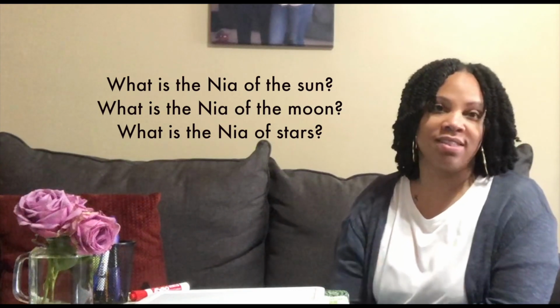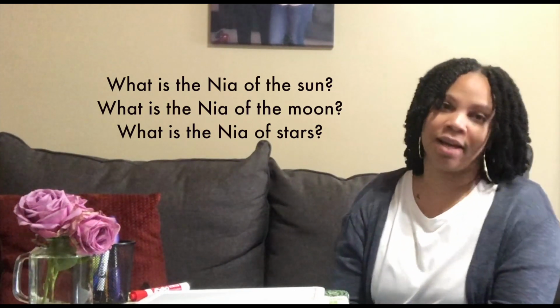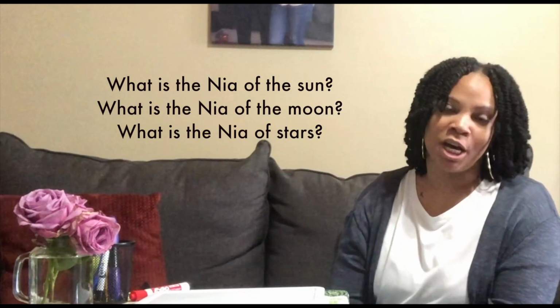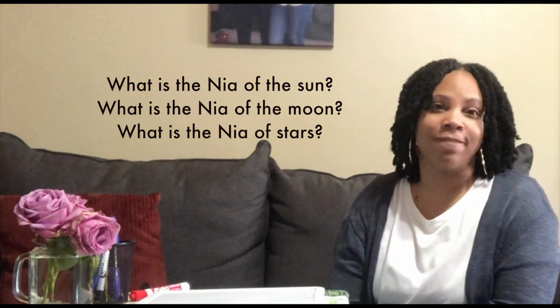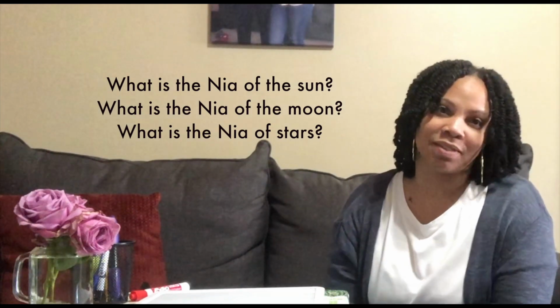All right, Congo Nation, we are finished learning about the sun, the moon, and the stars. And now in your composition book, I want you to answer the following questions. What is the nia or the purpose of the sun? What is the nia of stars? And what is the nia of moon? So you're going to write the purpose of the sun, the moon, and the stars inside of your composition books.